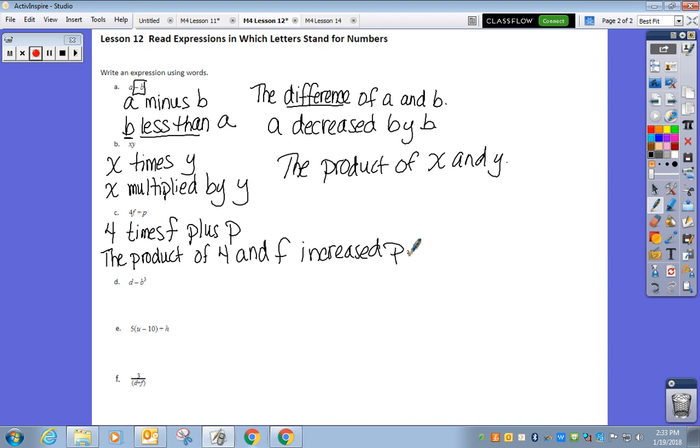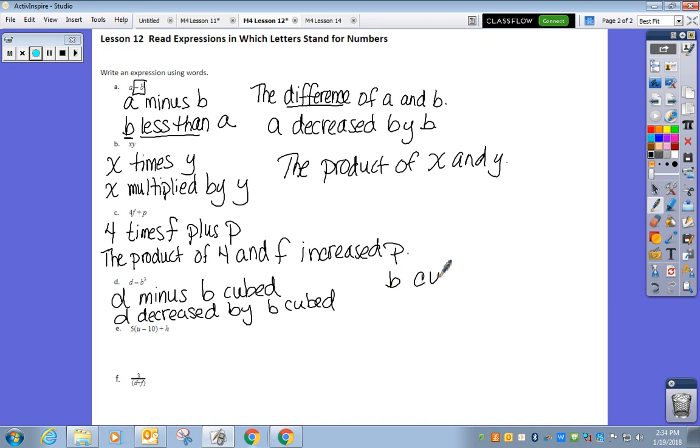The next one has d subtracted and then b to the third power or cubed. So I can write it as d minus b cubed, d decreased by b cubed. I can write b cubed less than d, and so on. Now the next one involves parentheses.